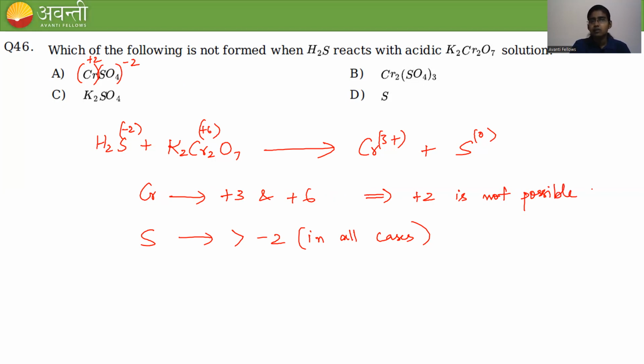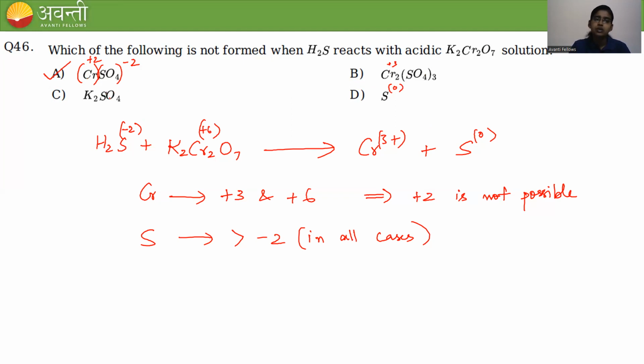So that cannot be the product formed from the reaction. Okay, so that could be the correct answer for this question. And when you check option B, here the chromium is in +3 oxidation state. And coming to option D, it is sulfur, in 0 oxidation state. So they are also given in the product.